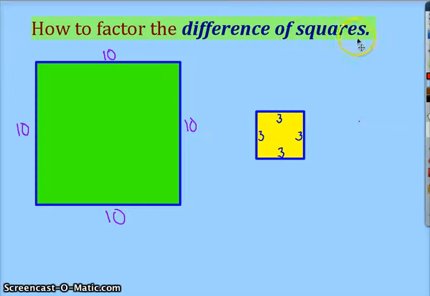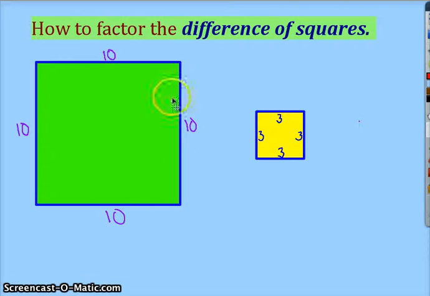First of all, I have two squares. As you can see, my green square has dimensions 10 by 10, 10 meters by 10 meters, 10 centimeters by 10 centimeters, whatever it happens to be. My yellow square is a 3 by 3 square. So what do I mean by the difference of squares? Remember that difference means subtraction.